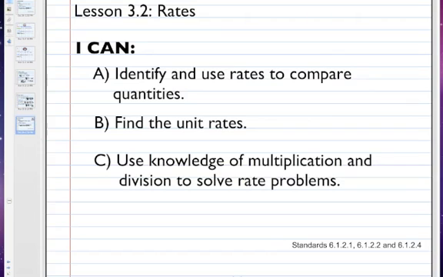Alright, so we built on our knowledge about ratios tonight by looking at a specific type of ratio called a rate. We identified and used rates to compare quantities. We learned how to find unit rates and then used those unit rates to solve rate problems.